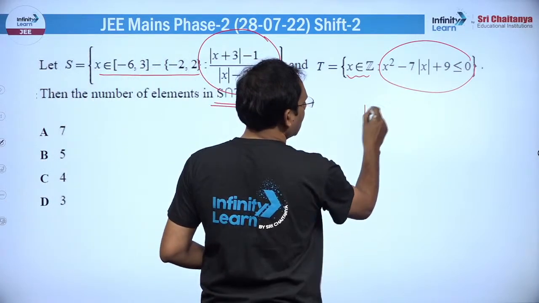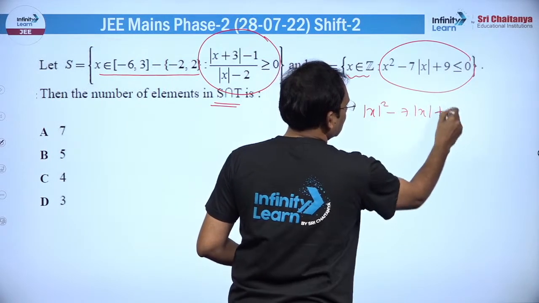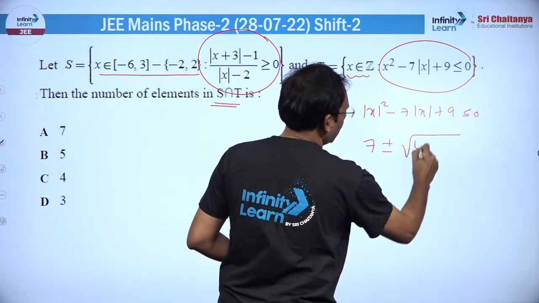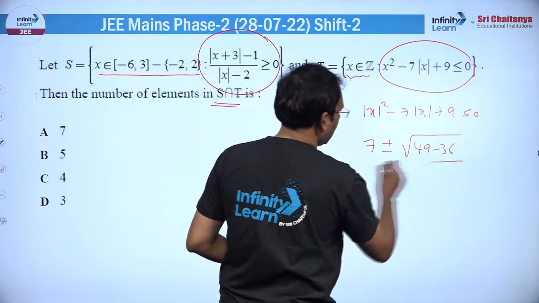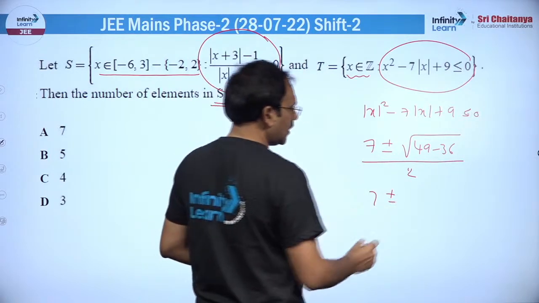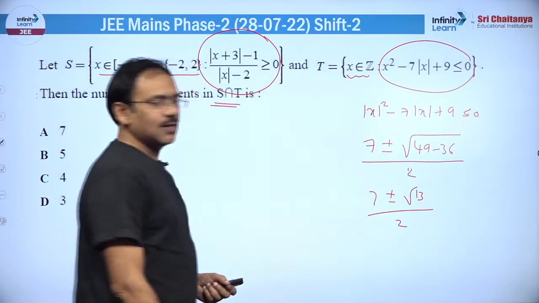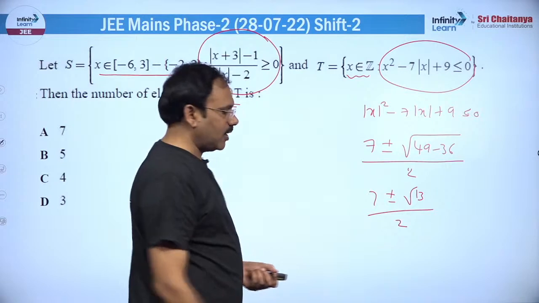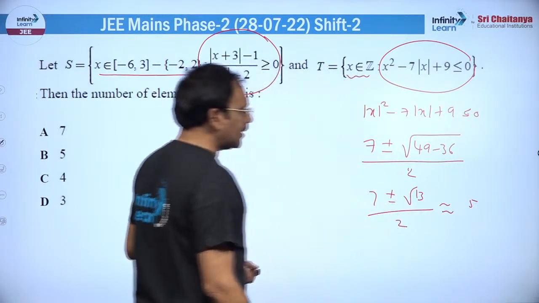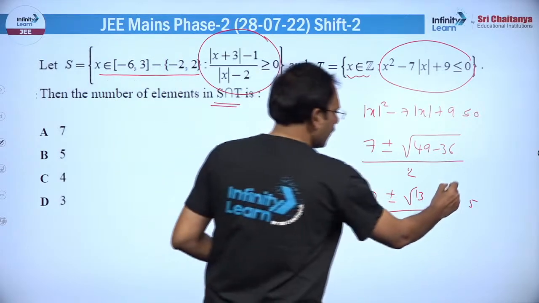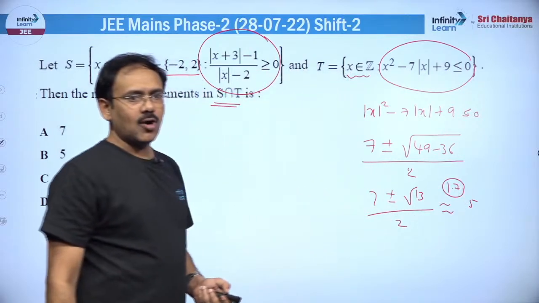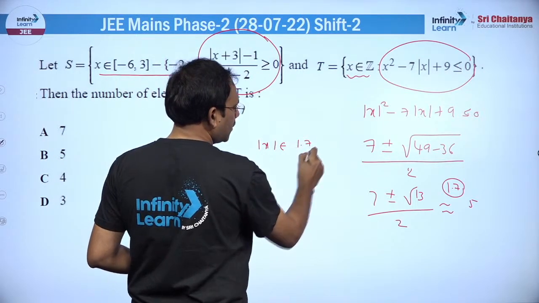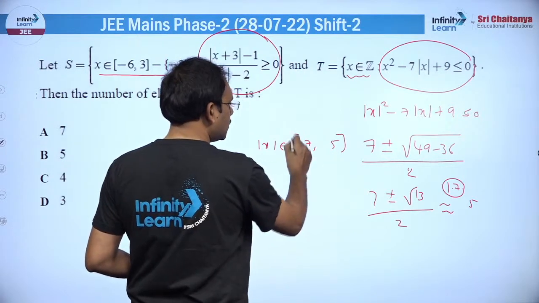How to solve this? You can take it as mod x square minus 7 mod x plus 9 less than or equal to 0. So mod x must belong to the interval given by the roots: minus b plus or minus root of b square minus 4ac by 2a, that is 7 plus or minus root 13 by 2. Root 13 is approximately 3.5, so 7 plus 3.5 is 10.5, which by 2 is around 5. The other root is 7 minus 3.5, which is 3.5 by 2, around 1.7. So mod x belongs to approximately the closed interval 1.7 to 5.